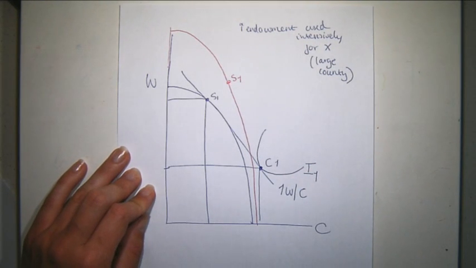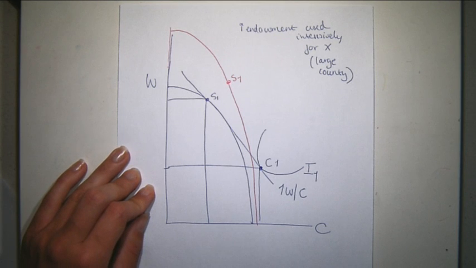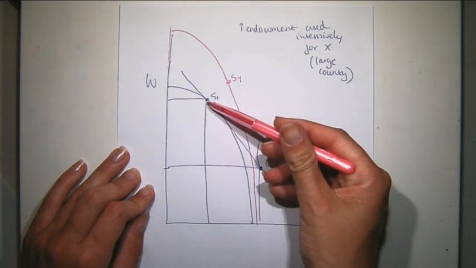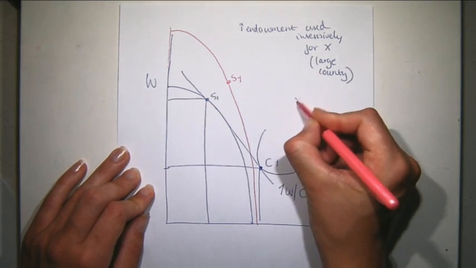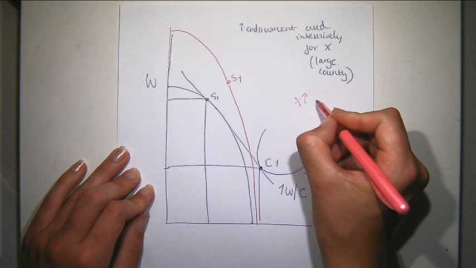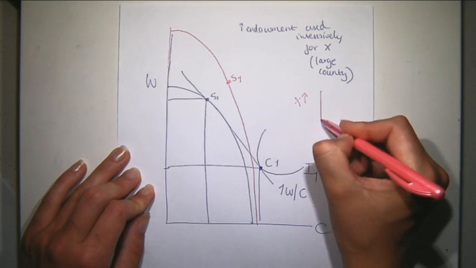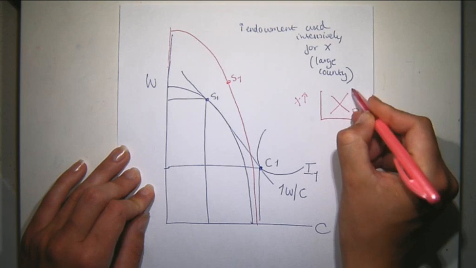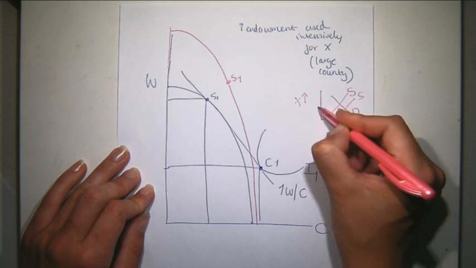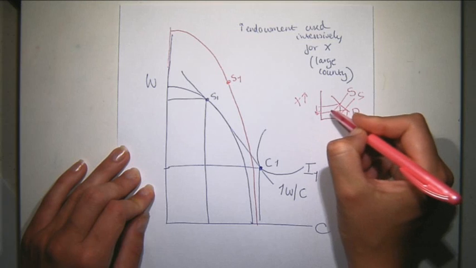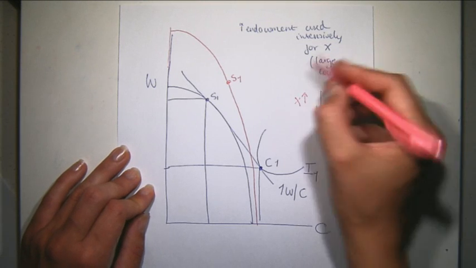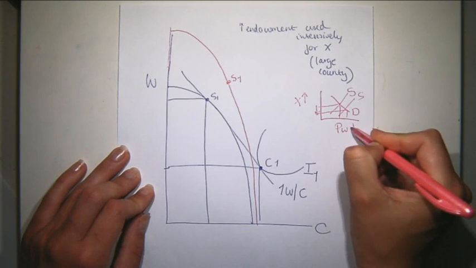Well, in this example, we're assuming that we're a large country. So if we're going to produce more exports, our exports go up. The supply of wheat is going to go up on the international market. We know that when supply increases, the price goes down. So the price of wheat is going to go down.